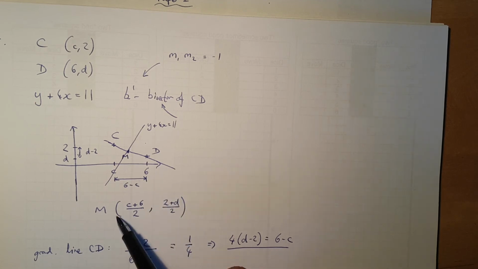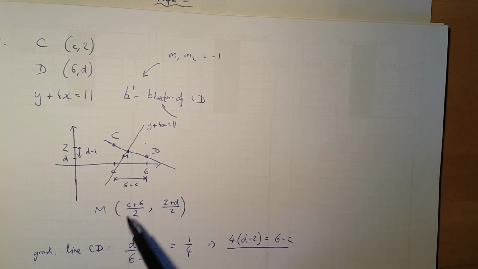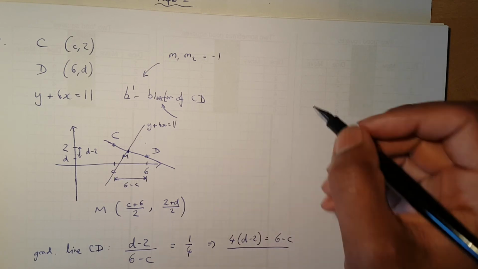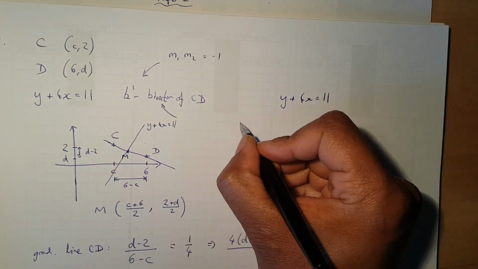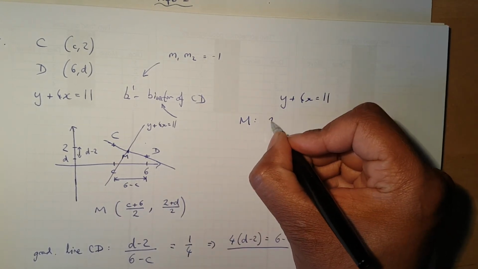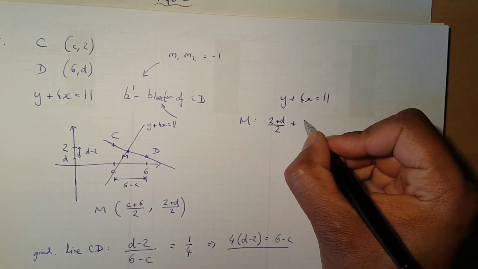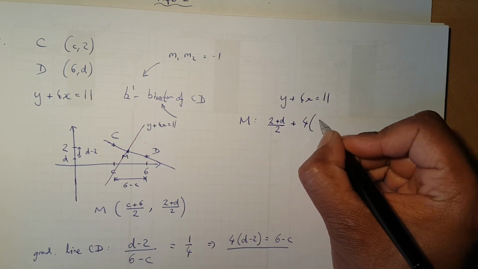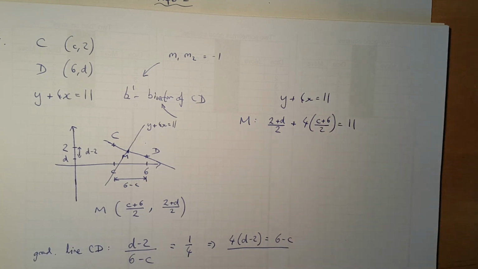I know that my midpoint, M here, exists on this line over here. So let's put these coordinates into the equation. If I know that y plus 4x equals 11, let's put the point M on there. So every time I see a y, I can write 2 plus d over 2. So 2 plus d all over 2, plus 4 lots of c plus 6 all over 2 equals 11. That equation must hold.